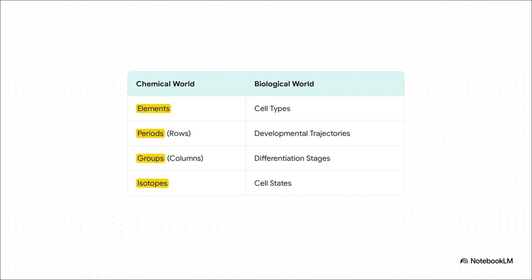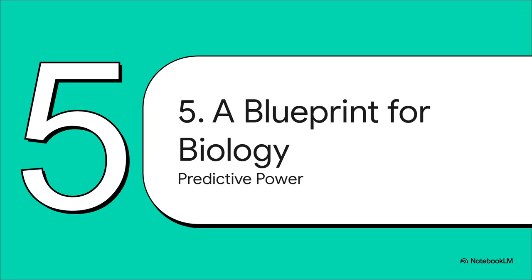Okay, let's break this analogy down because it's just so elegant. The elements, of course, are our new clearly defined cell types. The rows of the table, or periods, represent entire developmental journeys, like the whole pathway from a single blood stem cell all the way to a mature red blood cell. The columns, or groups, line up cells by how mature they are. So you'd have all the stem cells in one column, all the fully mature cells in another. And what about those temporary cell states? Well, they're just like isotopes, slightly different versions of the same core element. So this is obviously more than just a clever way to make a chart. It's really a blueprint for biology.